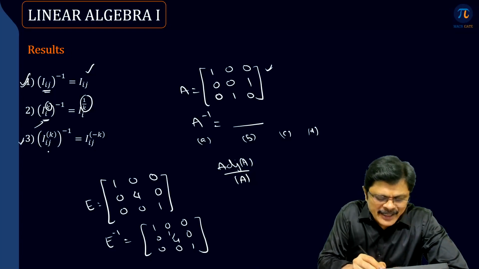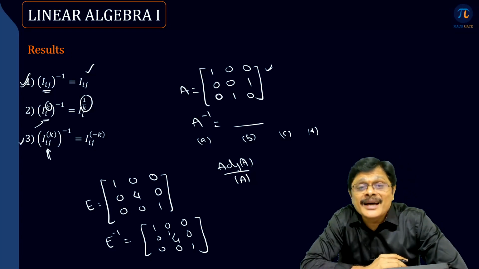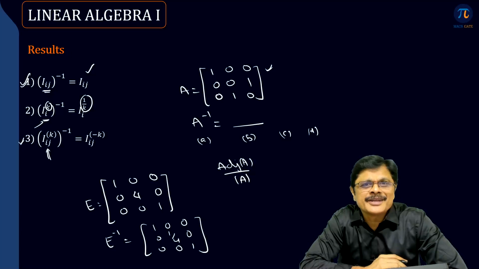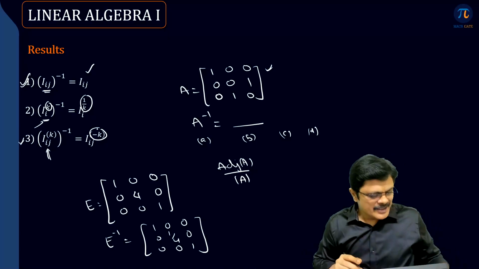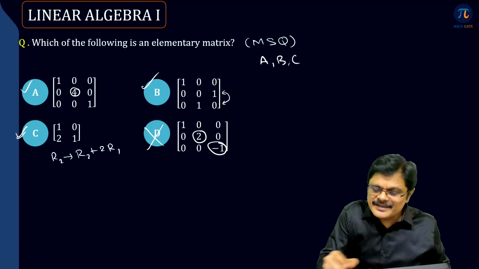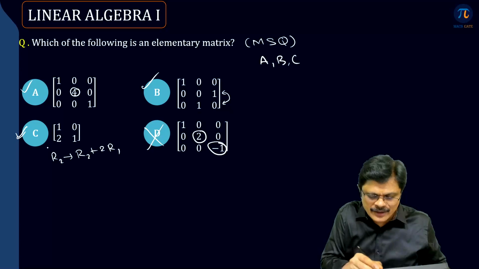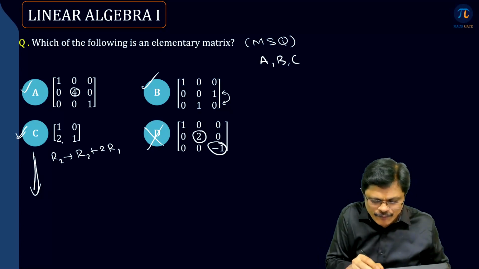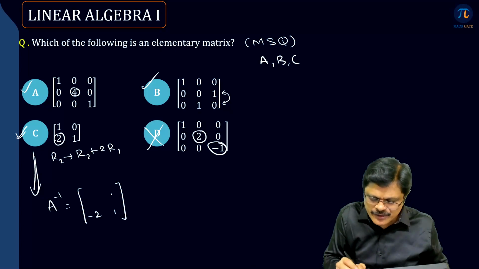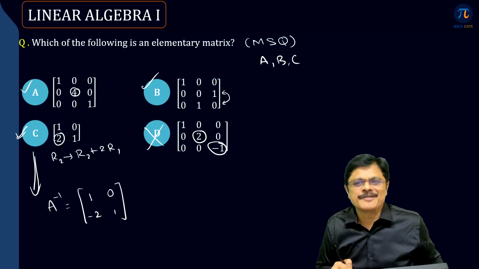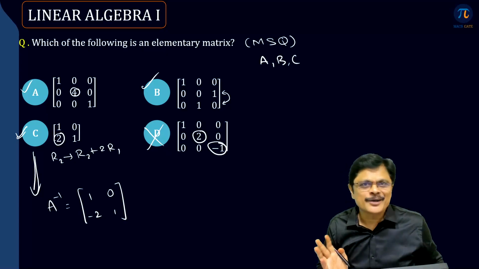And if the elementary matrix is obtained by the third type of row or column operation, the inverse of the matrix is obtained by replacing k wherever it is with minus k. For example, if you want to find the inverse of this matrix, only this 2 has to be replaced with minus 2. The remaining things are the same. That is the inverse of this matrix. Directly we can answer.